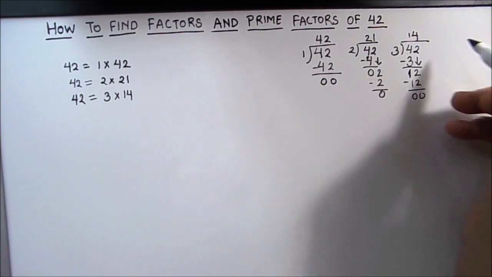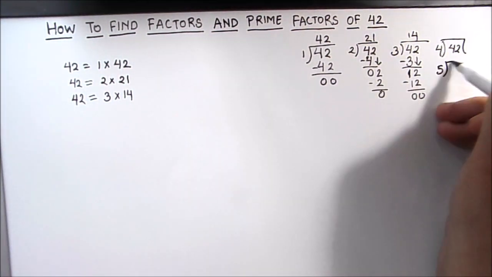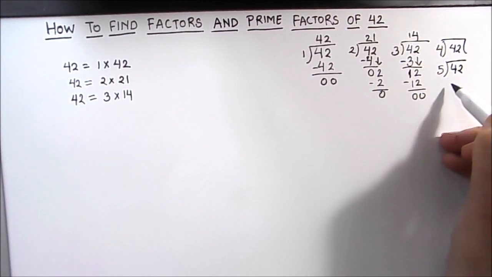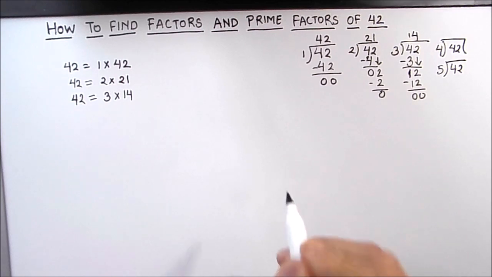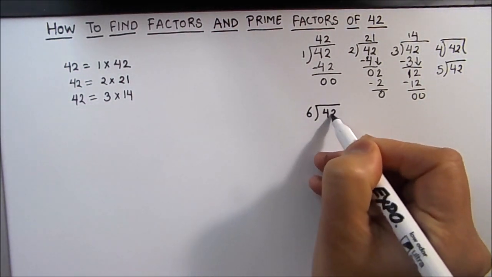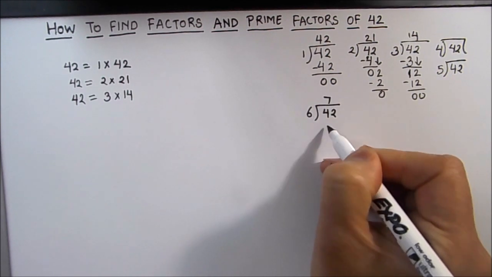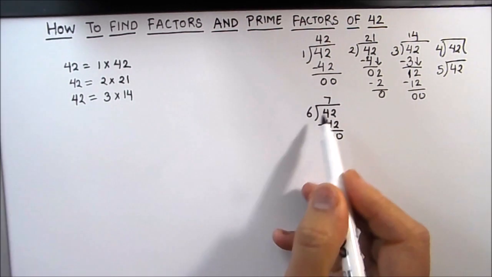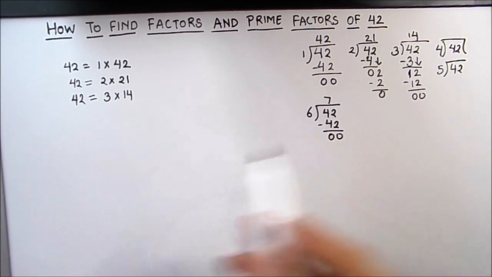Next we'll divide 42 by number 4. 42 is not fully divisible by number 4 or number 5. Let's divide 42 by number 6. So 6 times 7 is 42 and we got 0 remainder. And the two factors are 6 times 7.